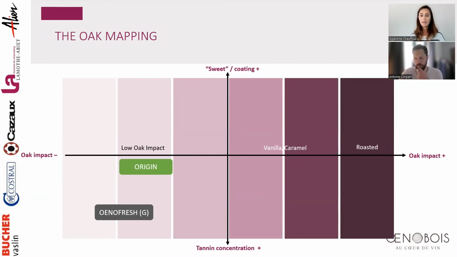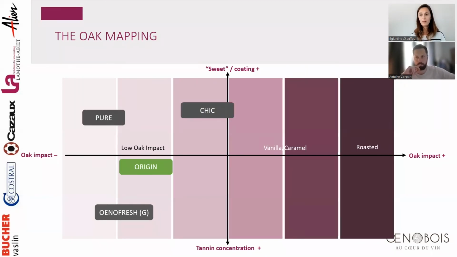And then we have our origin staves and blocks that are on the lower toast level 2, that are here to work on the structure, not much aromatic impact. As you can see, we are on the low aromatic impact category here, but really to build up structure, to give tannins, but also to give a lot of roundness and volume.